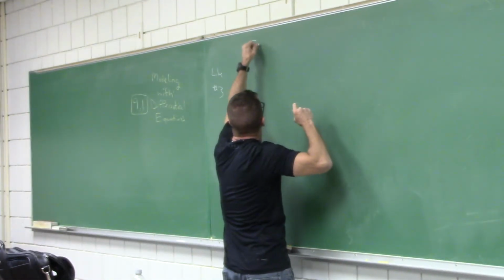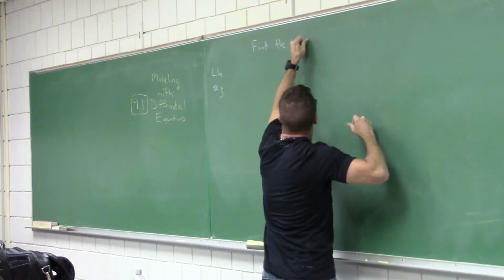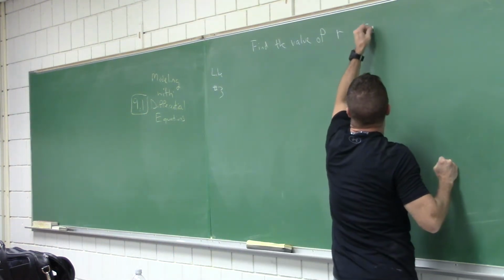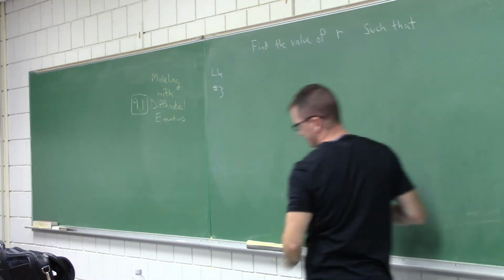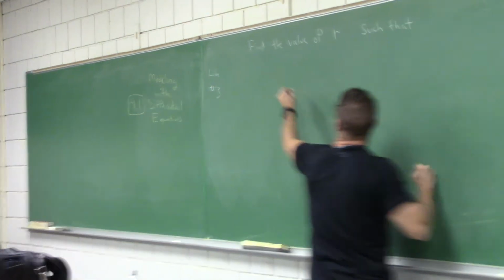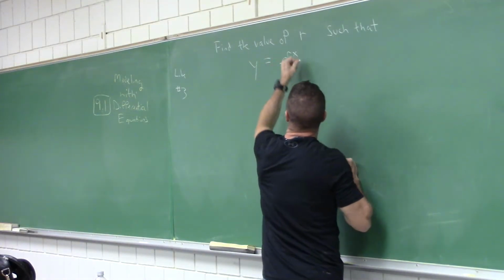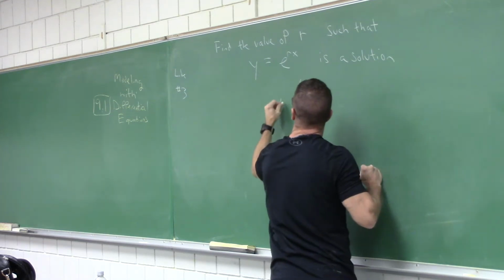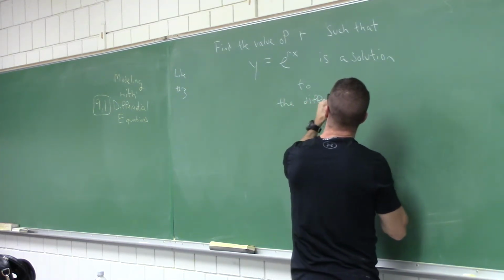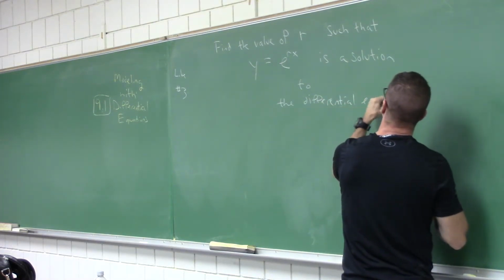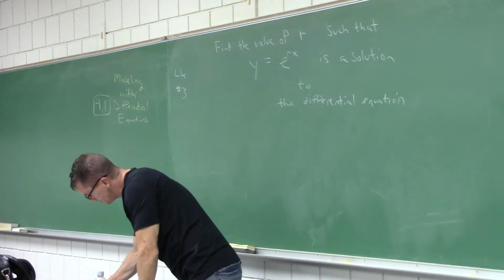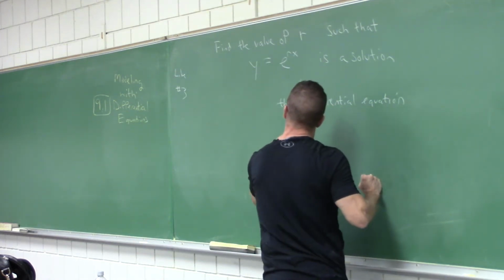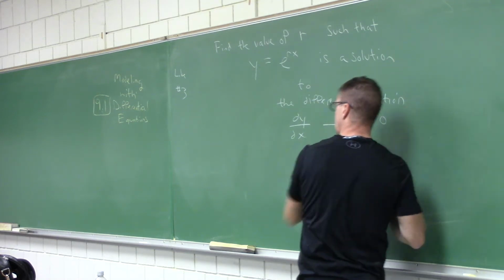And I want you to find the value of r. R is just some constant. Find the value of r such that y equal to e to the rx is a solution to the differential equation. Here comes your differential equation. dy dx minus 6y equals 0.